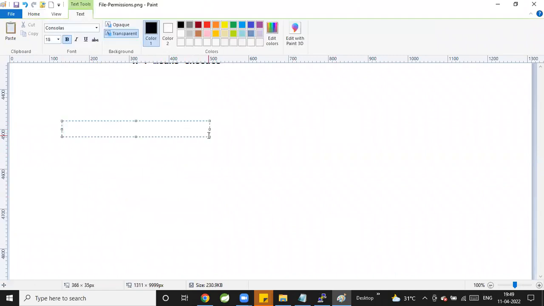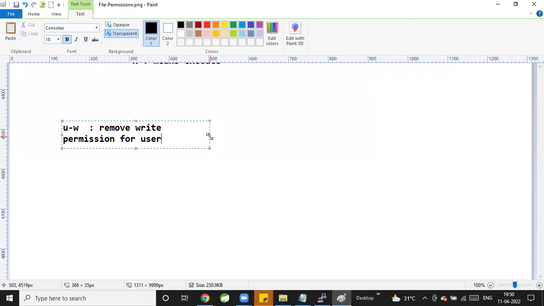Can you tell me what is this, u minus w? What is the meaning of u minus w? Can we speak in the Linux language now? u minus w, this is Linux language. What is the meaning of u minus w? Removing write permission for the user.